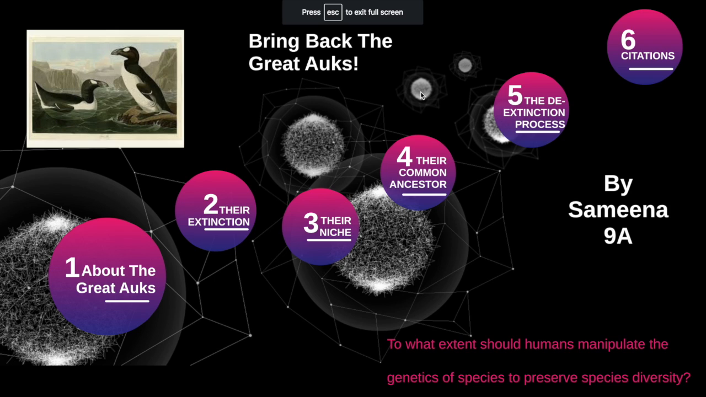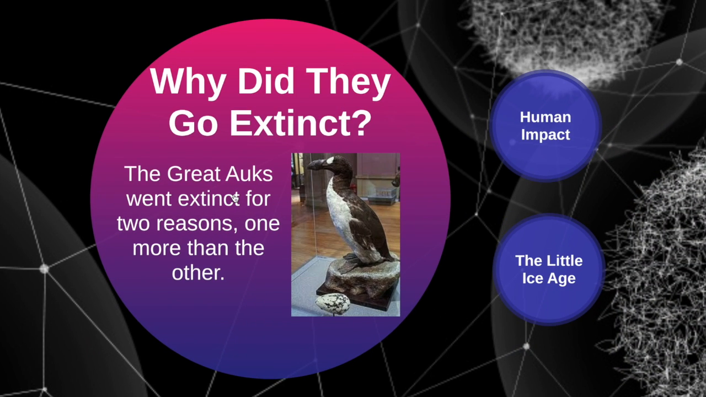Okay, so now I'm going to be talking about how the great auks became extinct. As we know, they became extinct in 1844, and they were definitely an overspecialized species. The great auks went extinct for two different reasons, but one more than the other. They became extinct mostly because of human impact, but the Little Ice Age had a small impact on their extinction as well.